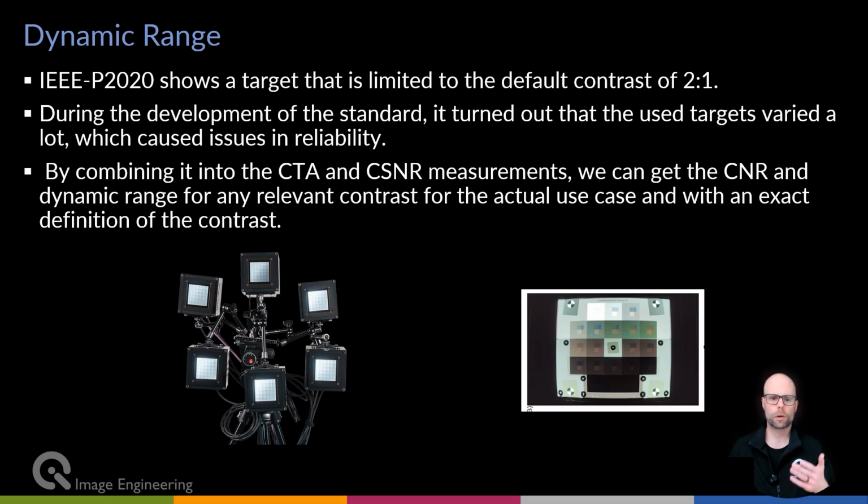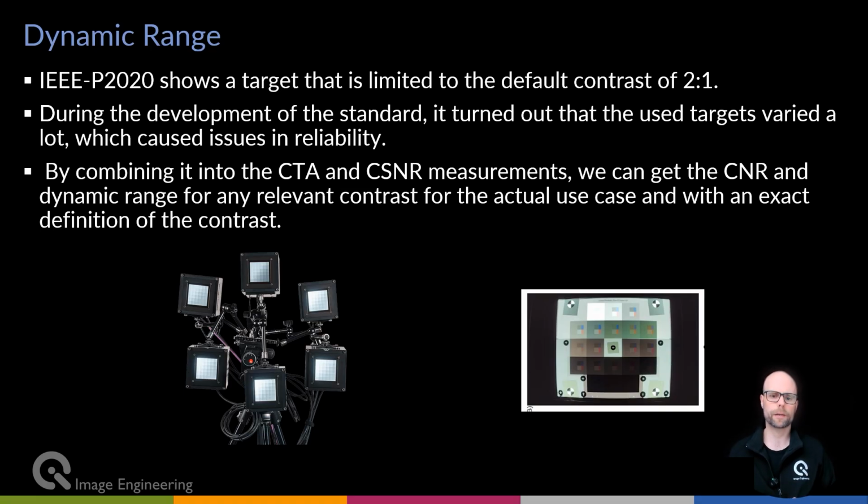So in the document of the P2020 and in the development, there is a test target that is limited to a default contrast of 2:1. And during the development of the standard, it turned out that the used targets were varying a lot, which caused issues in reliability and repeatability of the results. So there were single patches that did not have the contrast that it was supposed to be, or there were some color issues in there. So that's why we checked how can we do it differently.